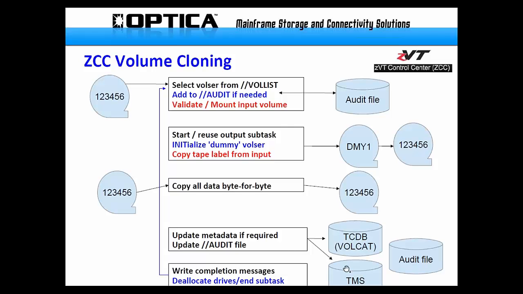And actually, I should mention there is a third, of course. We update the audit file to indicate the volume is done. And then finally, we write the completion messages. We can deallocate the drive, and then we start with the next volume. We don't actually deallocate the drives till the end, but we start with the next volume so that we keep reinitializing the same dummy volume into the ZVT and then copying the data over it. So there's no need to have any scratch volumes pre-allocated in the ZVT. We simply copy it volume for volume.